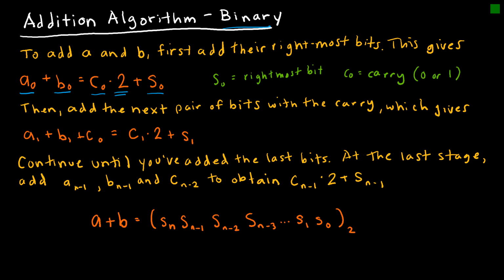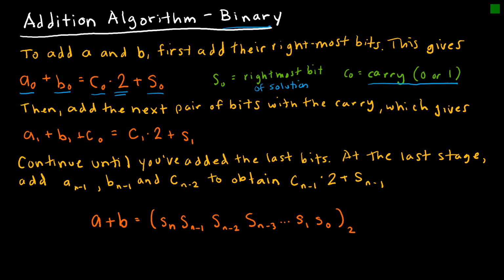And so over here I've written a little note to let you know that S sub 0 is going to give me the rightmost bit of my solution. So this is the rightmost bit of the solution. And the C sub 0 is the carry. So obviously for binary, my carry is going to be 0 or 1, which means just like when I do normal addition, what am I carrying over?